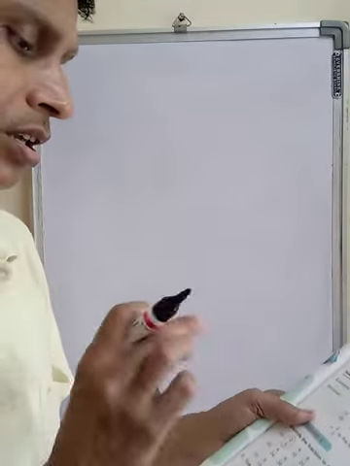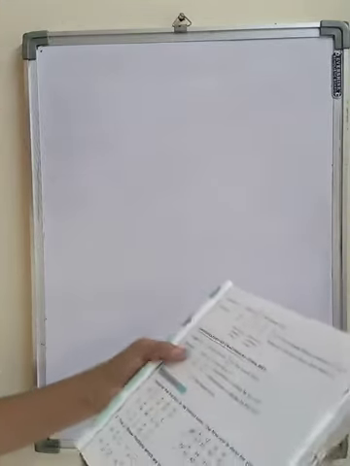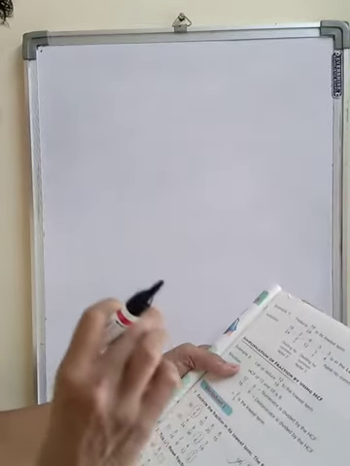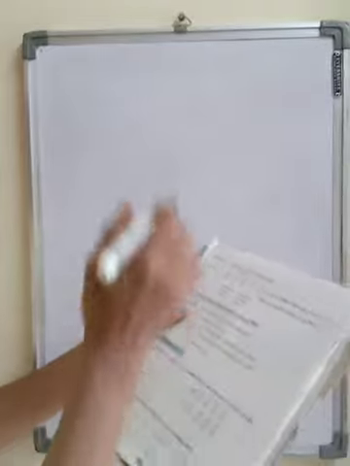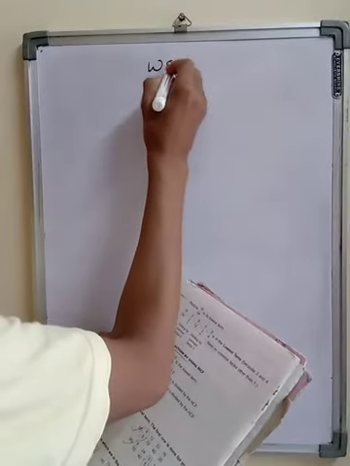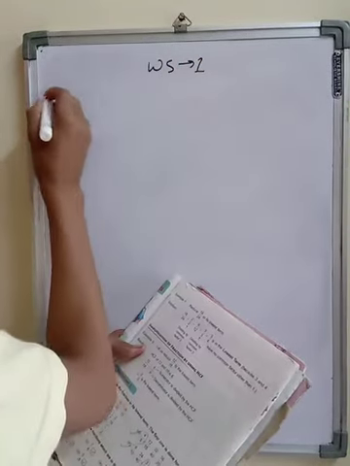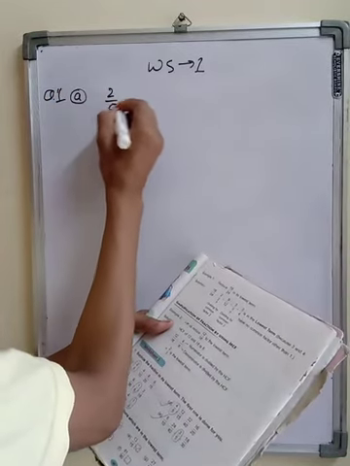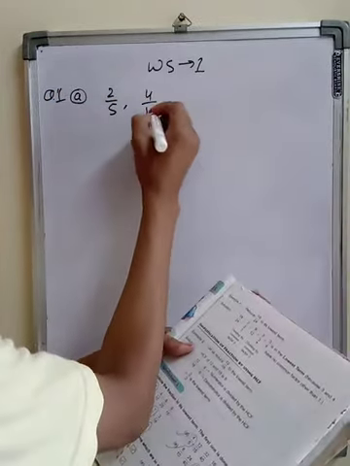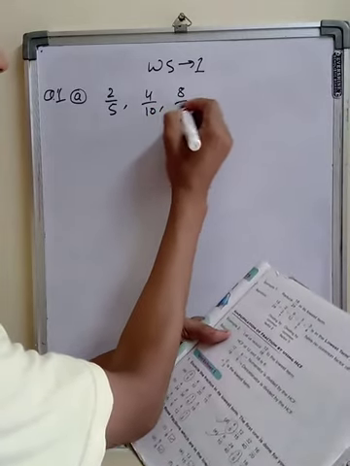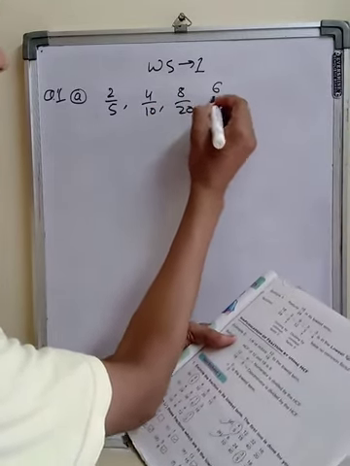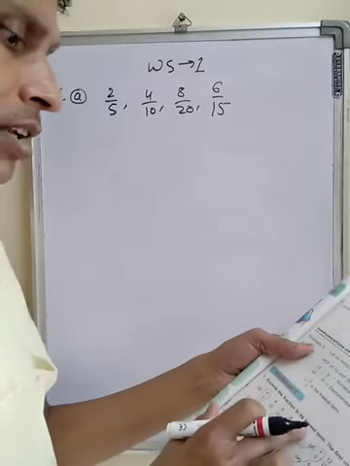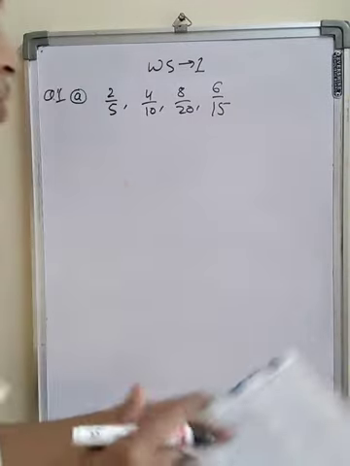So lowest term means the fraction which is in the lowest form, not divisible by any other common number. Suppose you can see here, worksheet 1, question number 1: a) 2 upon 5, 4 upon 10, 8 upon 20, and 6 upon 15. We have to encircle the one which is in the lowest term.